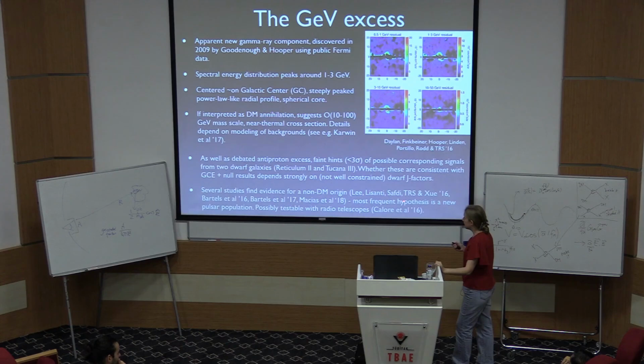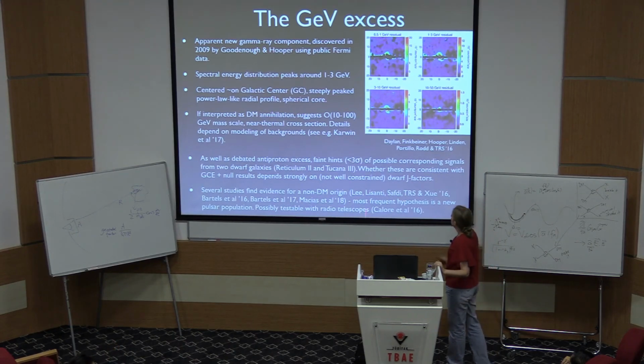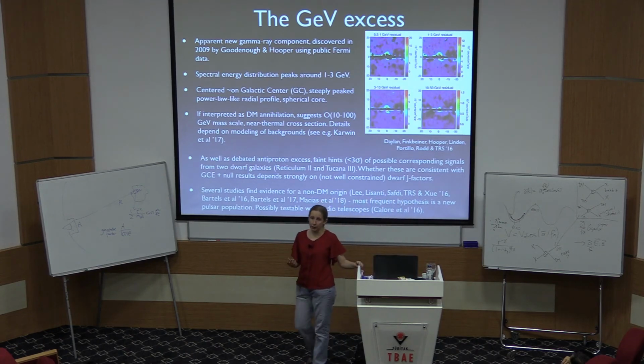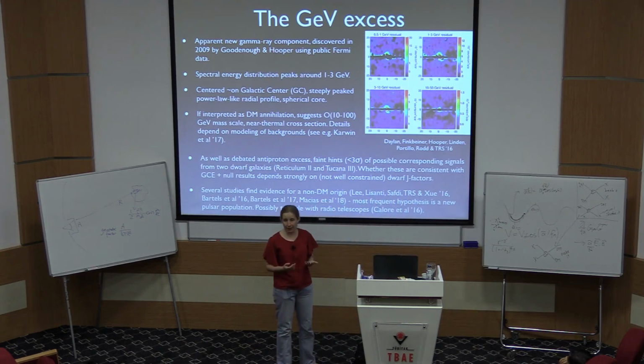There have been several studies that found evidence for a non-dark matter origin, and the most frequent hypothesis, as I said, is that this is actually coming from some new and previously unknown population of millisecond pulsars in the galaxy. Probably the best way to test this hypothesis is that radio telescopes are coming online over the next few years. If this is really coming from pulsars, they should be able to find the pulsations. That would be how we establish that.